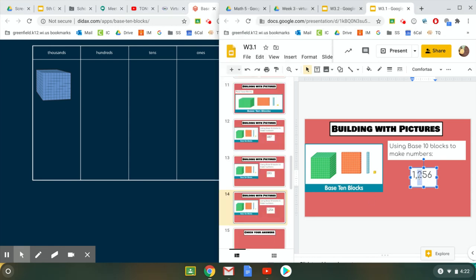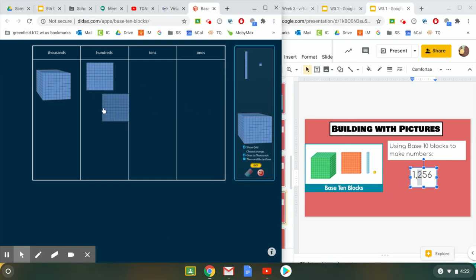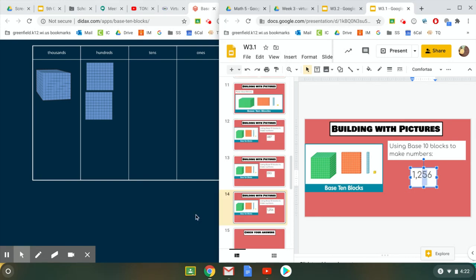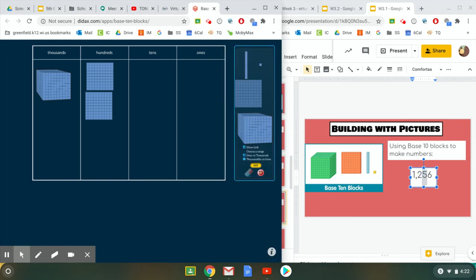The next place value is the hundreds. The 2 is in the hundreds place, so that tells me that there are 2 100 squares in this picture. The third place value is the tens, and there's a 5 in the tens place, so we need to do 10 sticks, and we need to have 5 of them to show the 5 in that place value. And then finally, our last number is a 6 in the ones place, so this tells me that I'm going to have 6 ones in my picture. So 2, 3, 4, 5, 6.